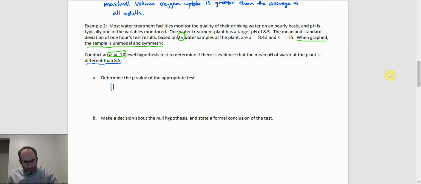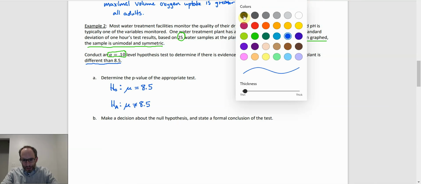So the thing we're looking for evidence of, as usual, that's going to be our alternative. Oops, I'm making a giant A. I didn't mean to do that. All right, so H subscript A. There we go. So we're looking for evidence that mu is different than 8.5. So mu not equal to 8.5 when it's written symbolically. And then the null would kind of look like that, just with an equal sign in it. So mu equals 8.5.